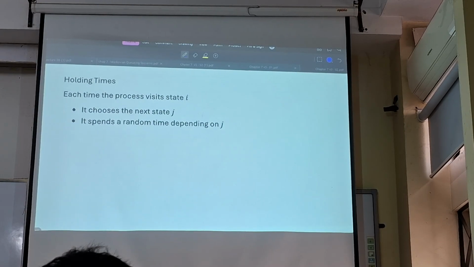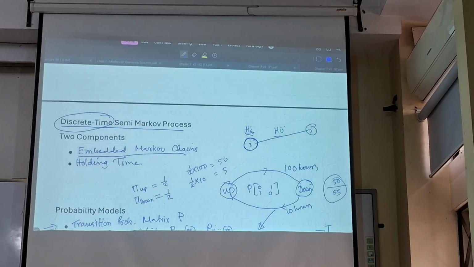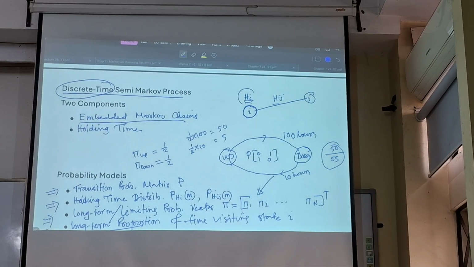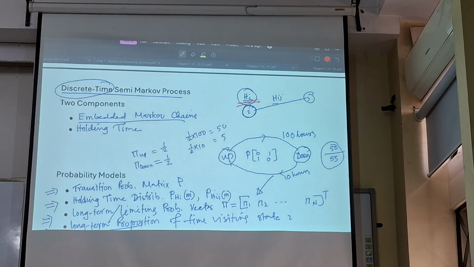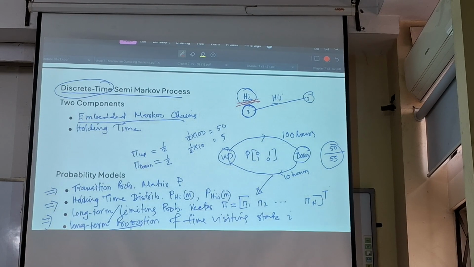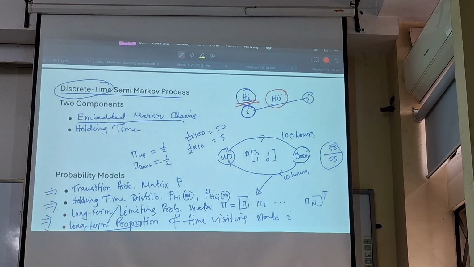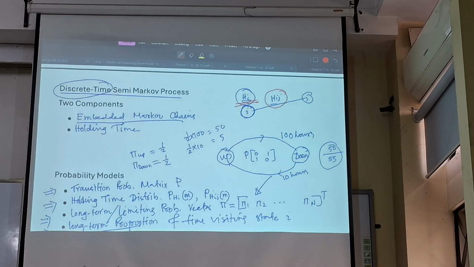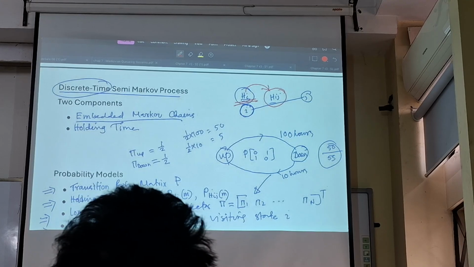Now, when we move from the embedded Markov chain to holding times, we consider there are two types of holding times, as we already mentioned. The first one is considered the holding time of the state I. We do not consider what is the next state of the process. In the other case, the holding time is considered with the next state J, if the next state is defined. In fact, this one is dependent on this one.